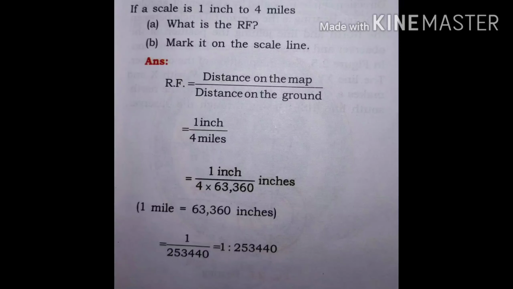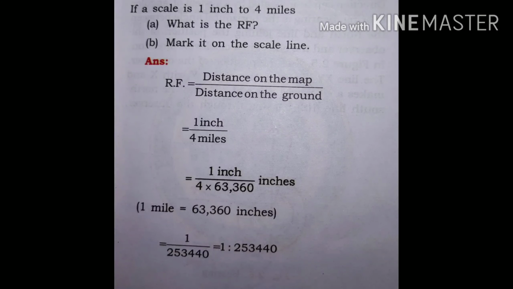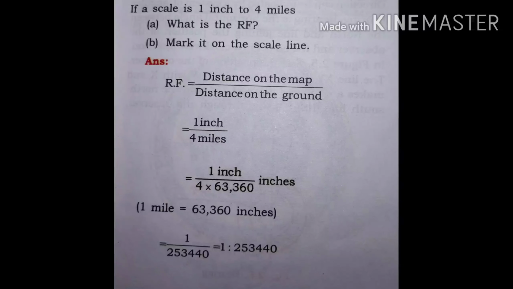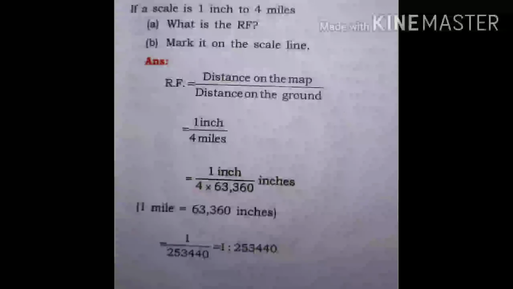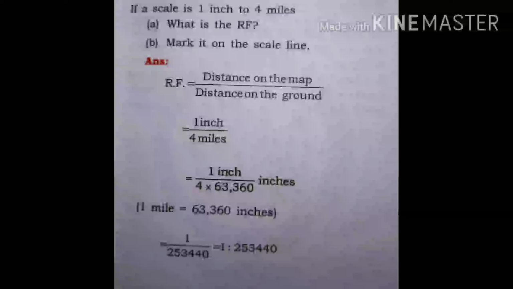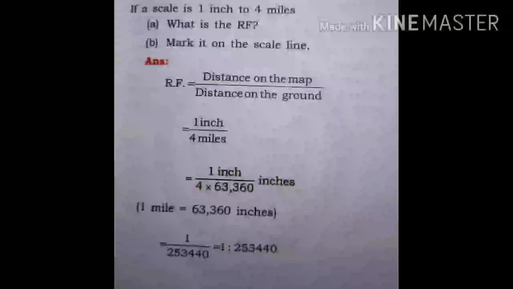To convert it, we have written RF is equal to distance on the map divided by distance on the ground. We know that the distance on the map is 1 inch, and for that distance, the distance on the ground is 4 miles. To get the RF, we have to make the units the same, and for that purpose, let's take the smaller unit. The smaller unit between inch and miles is an inch. Therefore, we have to convert both the units into inches.